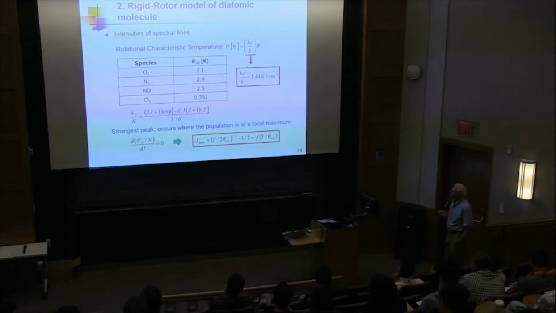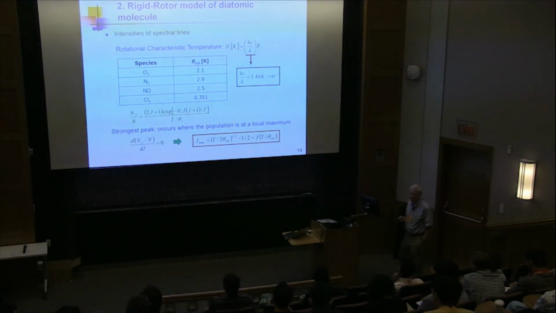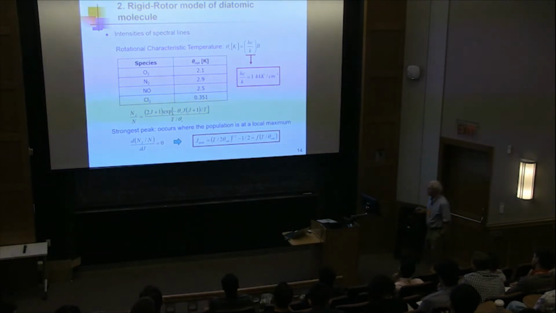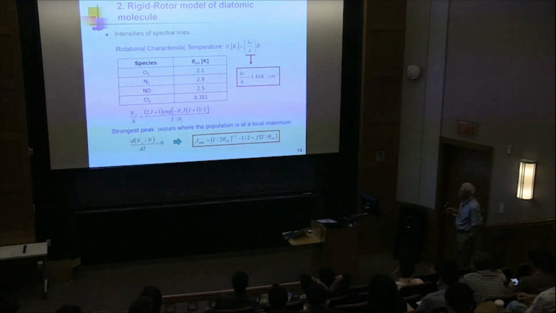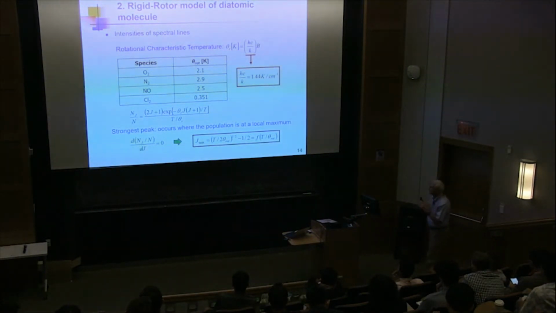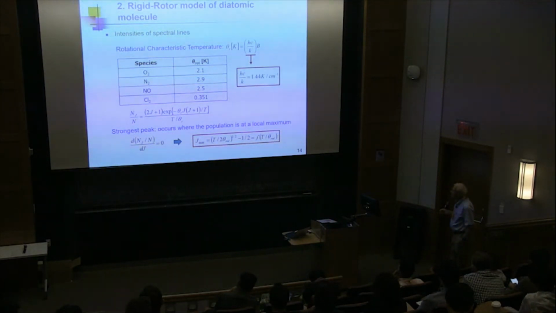master's level stuff. Now, it's interesting to ask the question, which state has the biggest population? What J? You can take the derivative of that fractional term with respect to J, and you can solve for the J that has the maximum concentration. And it's a function, as you'd expect, of T and theta R.